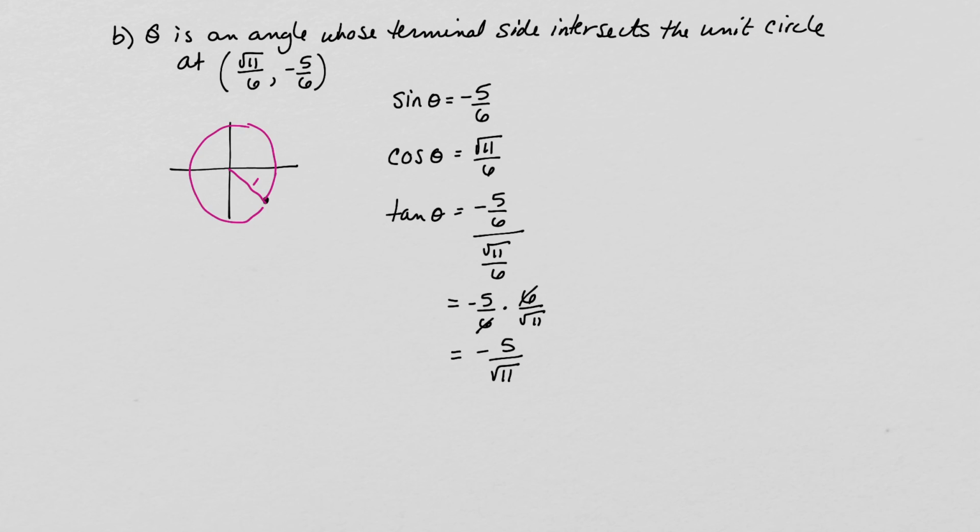And then the ones that pair with this: the cosecant of theta pairs with the sine, so it's going to be minus 6/5. The secant of theta pairs with the cosine, so 6 over square root of 11. And the cotangent of theta pairs with the tangent, so minus square root of 11/5.